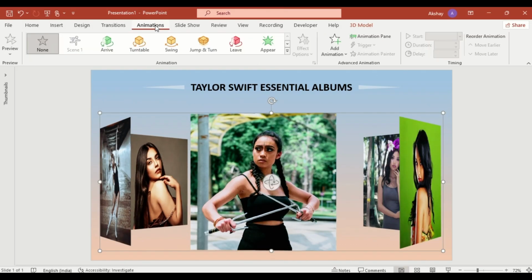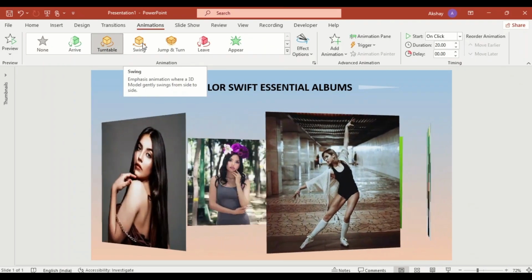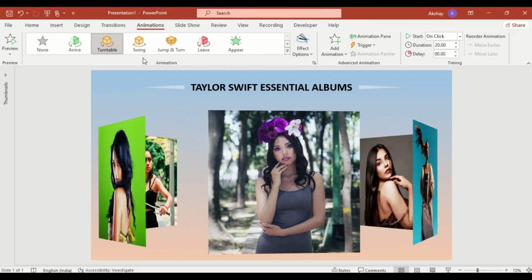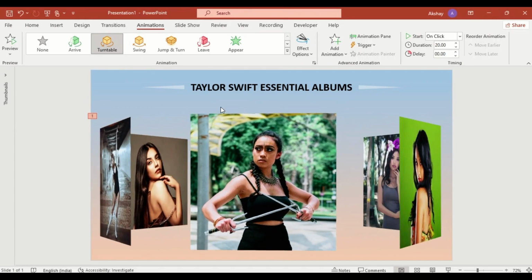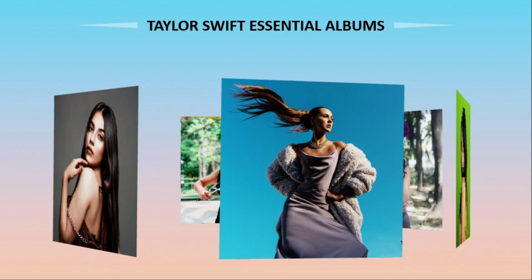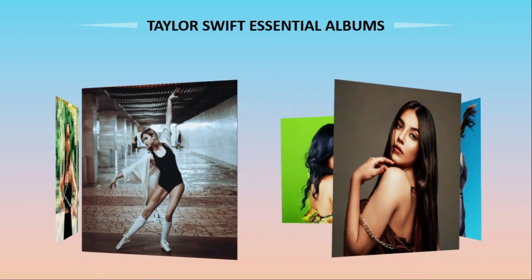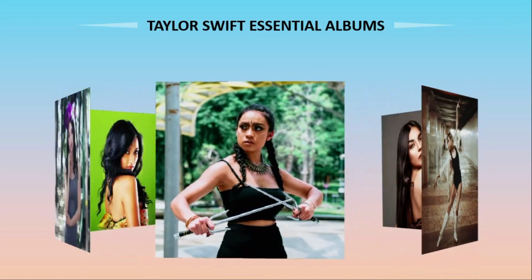Go to Animation, select Turntable, and boom, your 3D object is now spinning smoothly. Hit Slideshow to see it in action. And that's it. In just 2 minutes, we turned a basic image into a smooth 3D animation. And all inside PowerPoint. No expensive software, no complicated steps, just creativity.